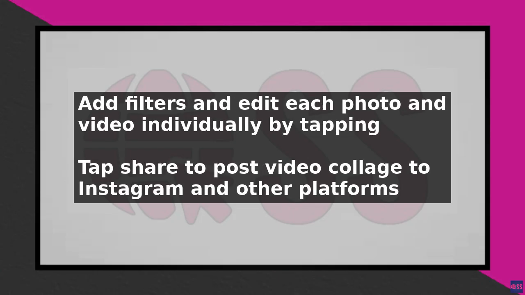To make your video collage more engaging, consider using a mix of photos and videos, and experimenting with different layouts and filters. You can also add music to your post by tapping the music icon at the top of the editing screen. By following these steps, you can create a unique and engaging video collage on Instagram that showcases your photos and videos in a creative and visually appealing way.